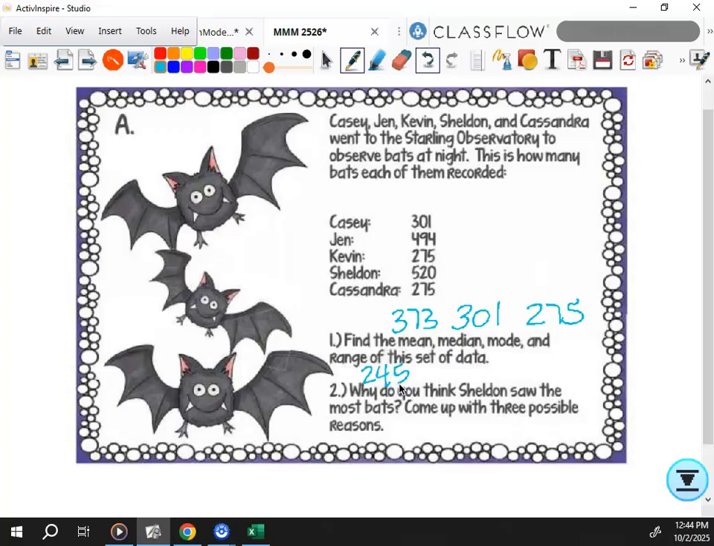Now this says, why do you think Sheldon saw the most bats? What do we think? Okay, well, those are good. Did y'all come up with anything? Okay, I like that. What else? Why do you think Kevin and Cassandra saw the least amount of bats? They were scared? Or maybe they were talking to each other and then they were like, oh crap, we haven't been paying attention. How many did you get? 275? Okay, me too. That's what I'm envisioning as a teacher. All right, good job, guys.